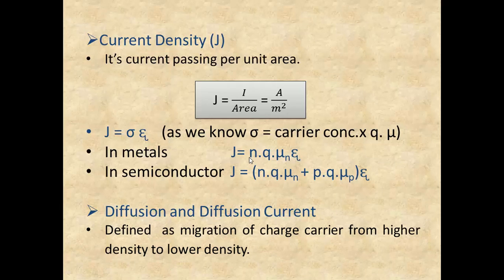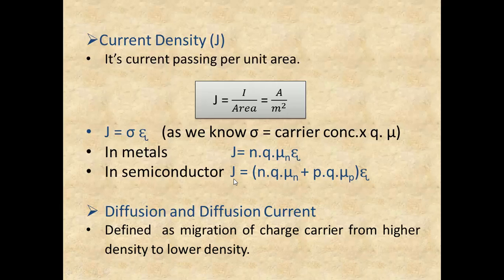I hope this is very much clear to you. You know why I'm writing this: in metals we just have the electrons, so this thing indicates just the presence of electrons. And nq, why am I writing this? n is the carrier concentration, and the other term is conductivity. Okay, so I hope this is clear to you.